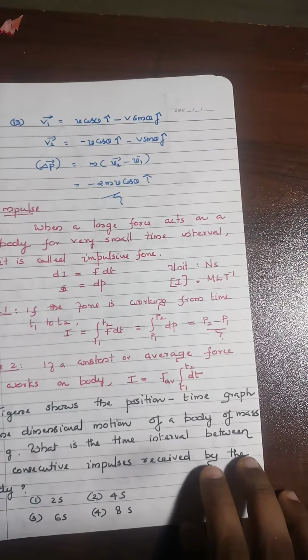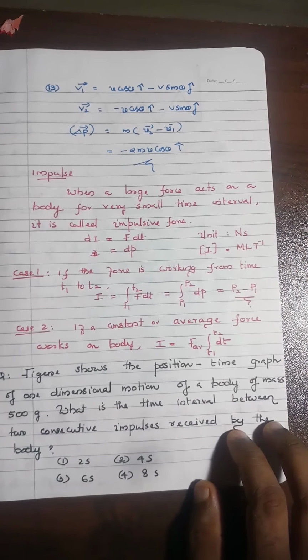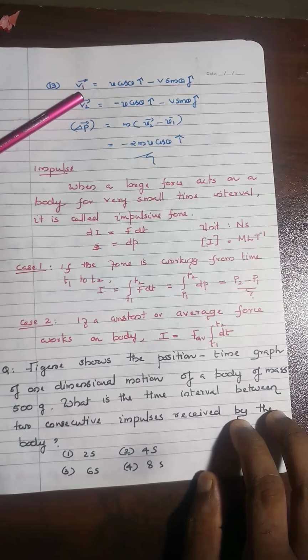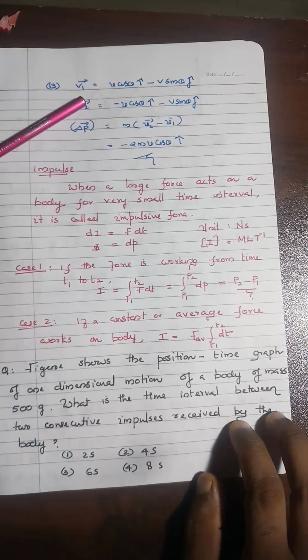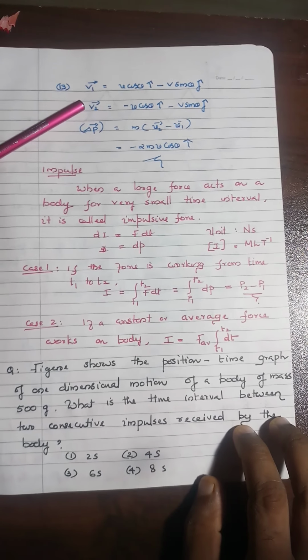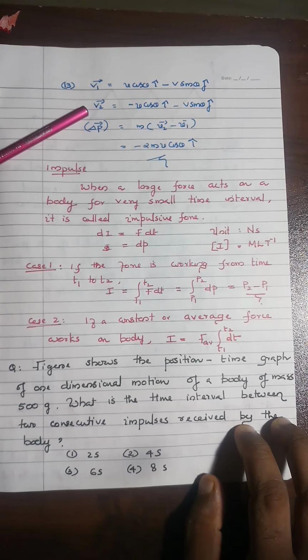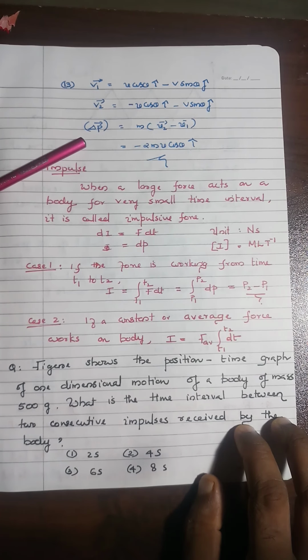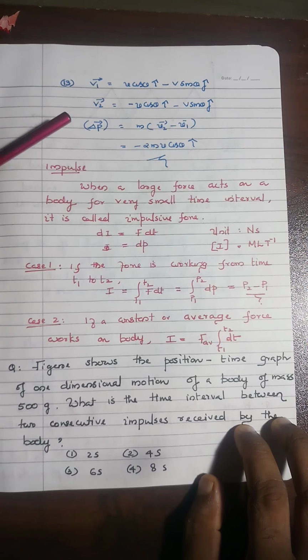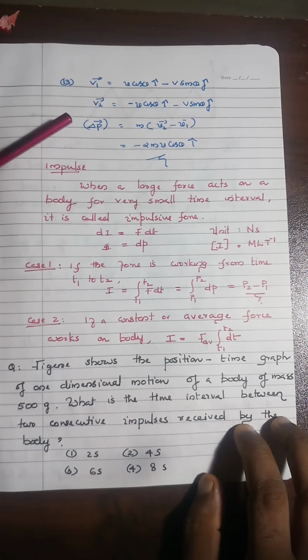Then based on vector algebra, v1 and v2 can be written as: v1 equals v cos theta i minus v sin theta j, and v2 equals minus v cos theta i minus v sin theta j. Then we can find the change in momentum, which is equal to m into the change in velocity. So we get the answer minus 2 mv cos theta i. A good aspect, a good question, keep in mind.